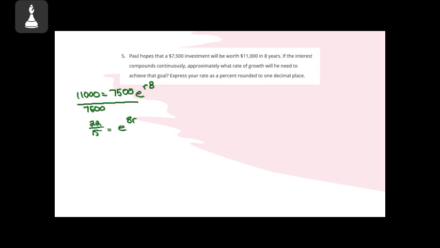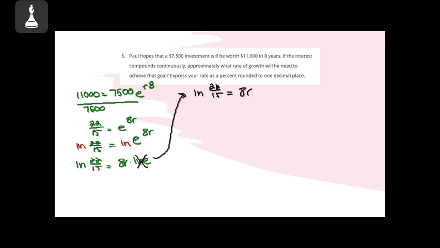So I am to the point now where I can log both sides. Again, I'm going to use a natural log because we have an e. If I natural log the side here, e to the 8r, when I bring that 8r down in front, I get 8r times the natural log of e, which we know is 1, so it just drops off. So I now have the natural log of 22 over 15 equals 8r. And I'm going to divide everything through by r to get my decimal here.